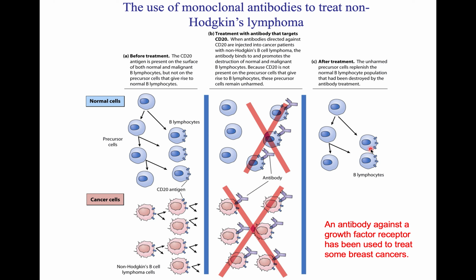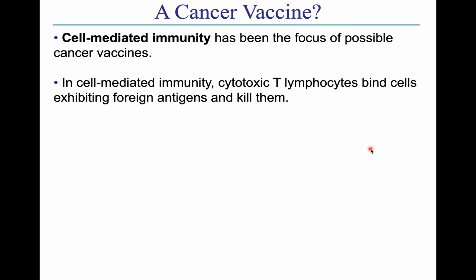And that's just one example, right? So antibodies have been used in quite a number of different cases. As we were talking about earlier, they've been used in breast cancers to bind to estrogen receptors and block that type of signaling.